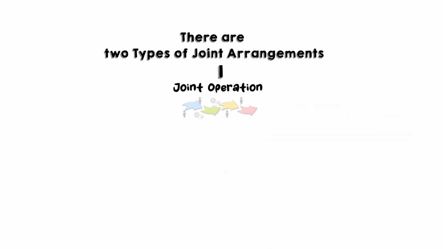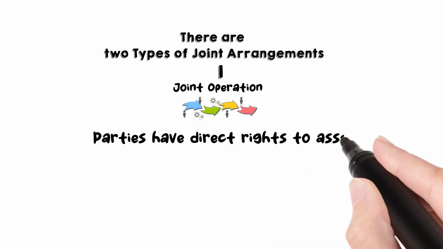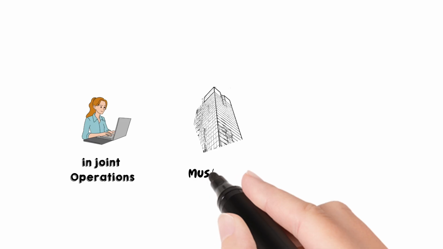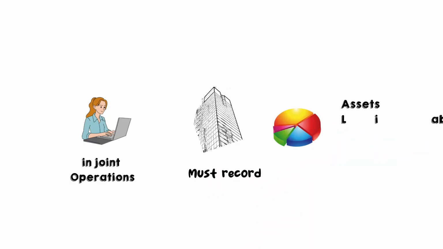In joint operation, parties have direct rights to assets and obligations for liabilities. Accounting treatment in joint operation: each company must record its share of assets, liabilities, income, and expenses.